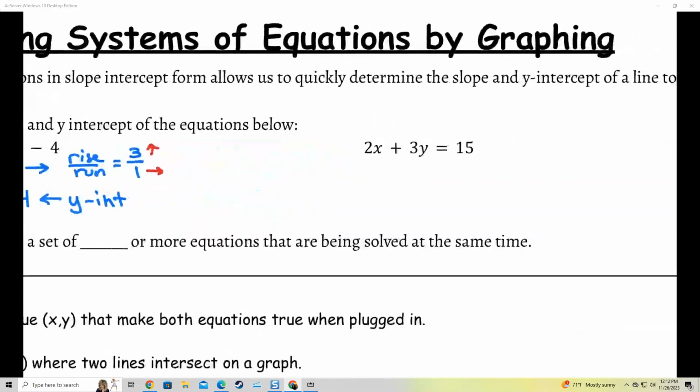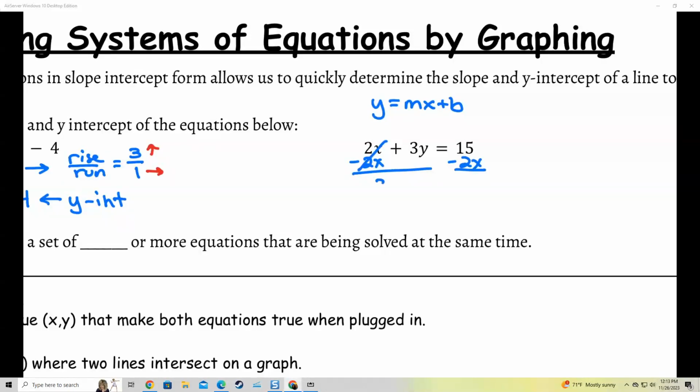Okay, on this one, I got 2x plus 3y equals 15. This is not in slope-intercept form. Remember, slope-intercept form means y equals mx plus b. And to make it look like this, I need to isolate the y. Right now, that y is not isolated. So before I even try to talk about the slope or the y-intercept, I need to get that y isolated. So right now, that 3y is being added by 2x. I can get rid of that by subtracting 2x on each side.